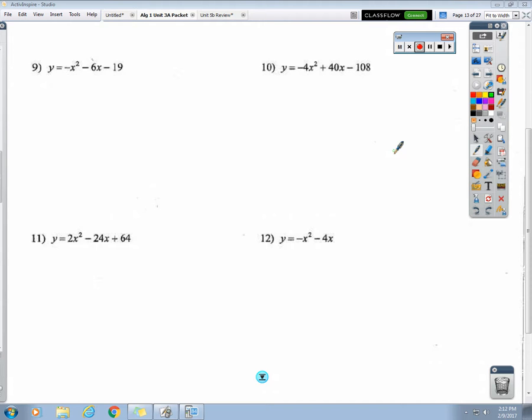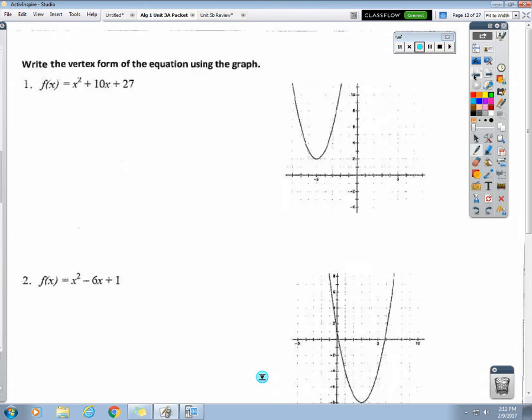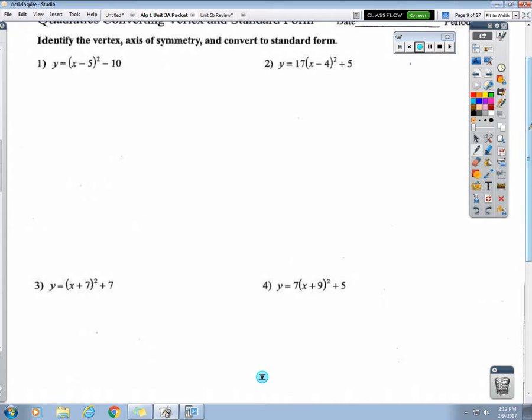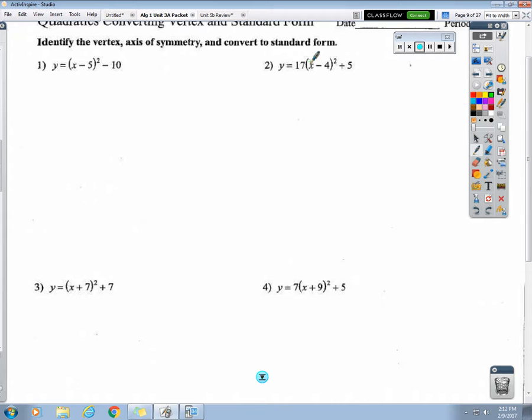On your quiz tomorrow, it will be 10 questions. They are all free response. The first 4 questions will look like this, okay? This is what the first 4 will look like. They're going to give you an equation in vertex form. Okay, see how this equation is in vertex form?